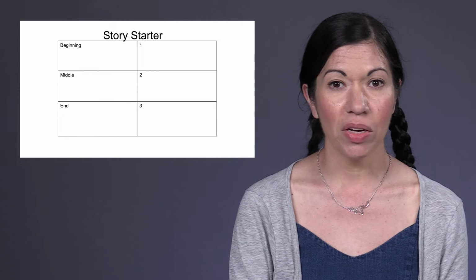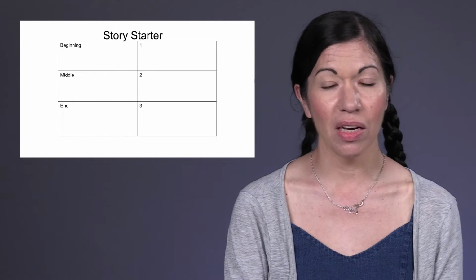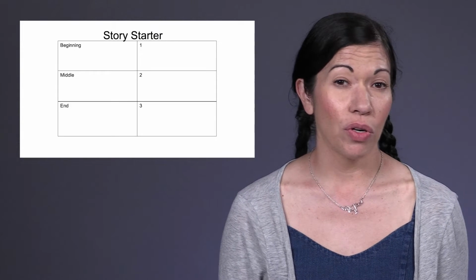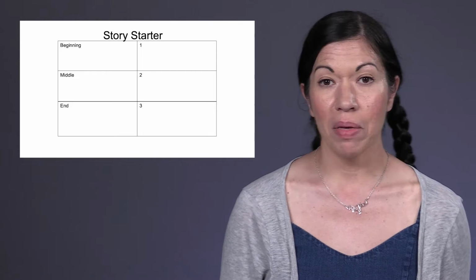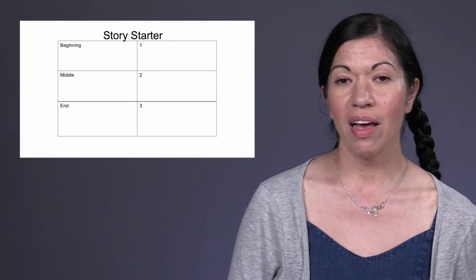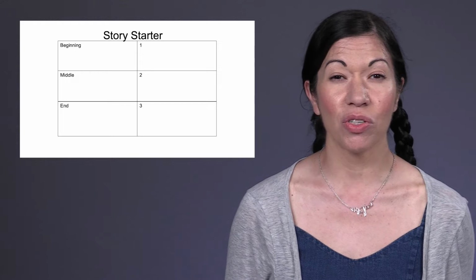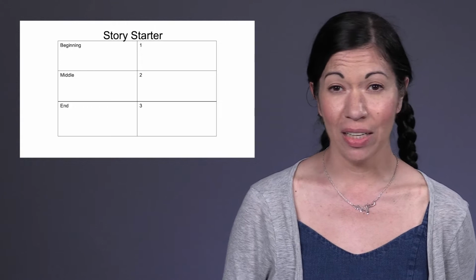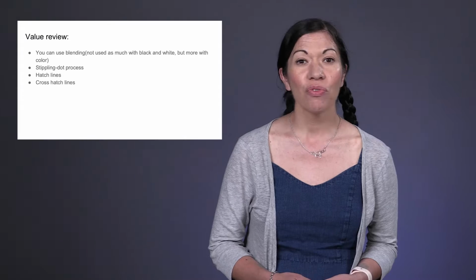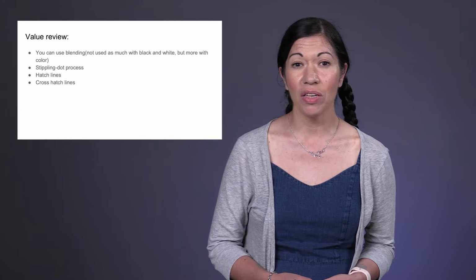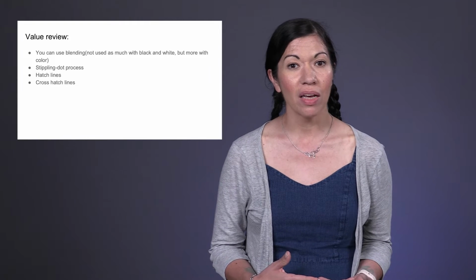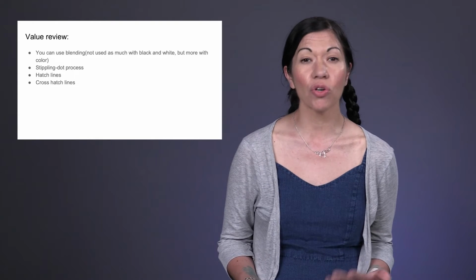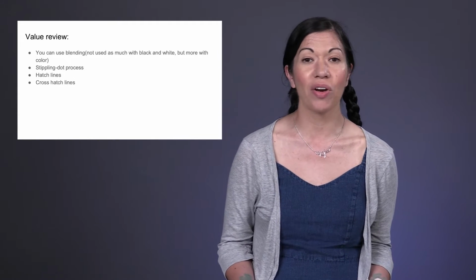This is a storyboard to help you with planning your writing process of your comic or graphic novel. For example, starting with a story of a girl at a swim meet. At the beginning, maybe she eats shellfish crackers, and in the middle, she can grow a tail that makes her swim faster. And at the end of the story, she realizes that she doesn't need to eat the crackers to be a successful swimmer. For review of value, don't forget that you can use blending, stippling, which is the dot process, hatch lines, which are the parallel lines, or crosshatch, which is just like a hashtag, to create value for your comic.